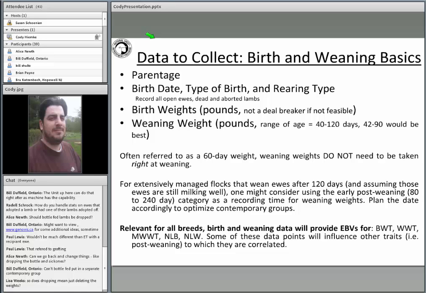Yeah, Lisa, dropping would mean that you put the animals in as far as being born and their birth date, but you do not enter a weaning weight for them. That's how I was referring to that.